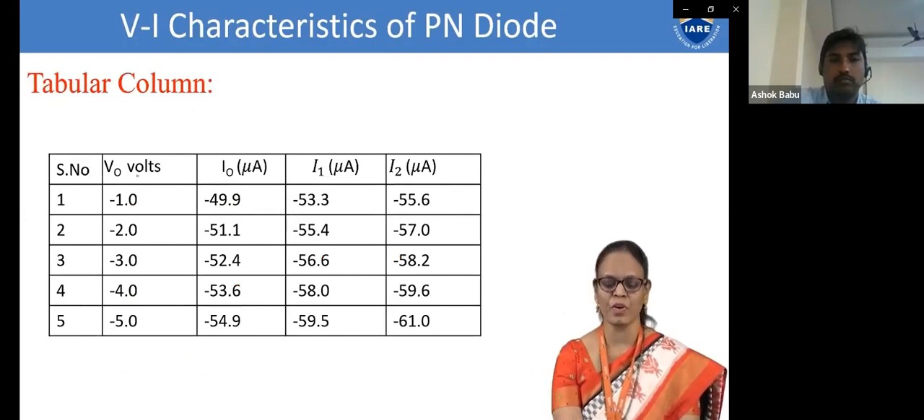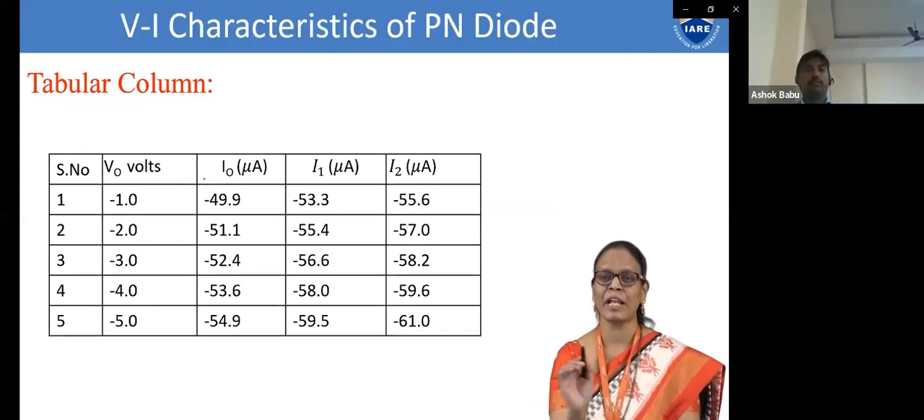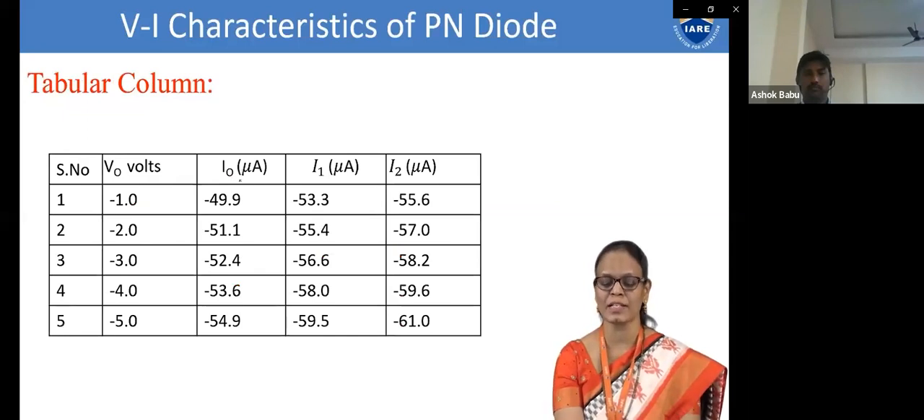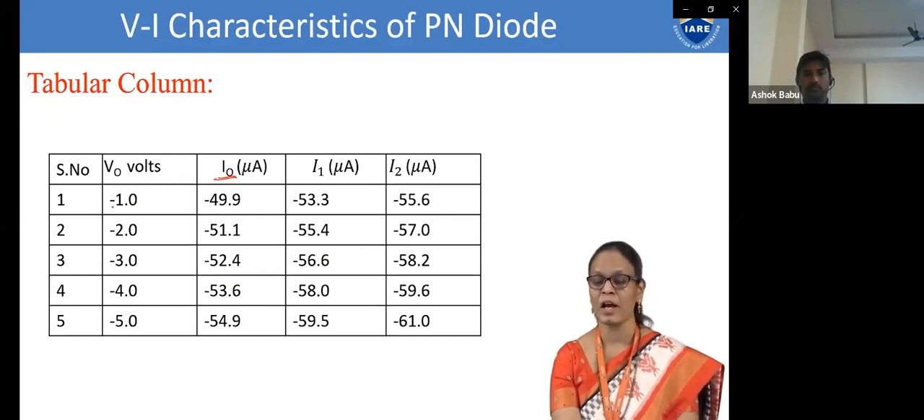Now let us see the readings. We are going to tabulate for different values. So let us first concentrate on these two columns. For a given voltage, we have kept the intensity of light constant. So this is for a particular intensity, I naught. I naught is the intensity of light. We are going to measure the currents here. Now for -1, why are we writing -1? As I told you, we are talking about the reverse voltage as well as the reverse current. So we will be seeing the display as negative.